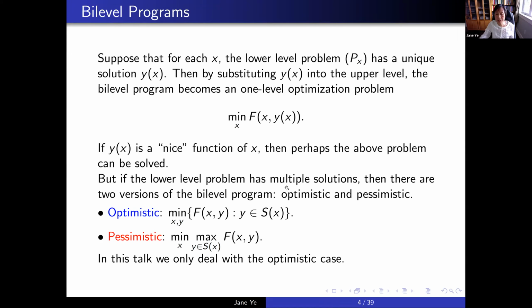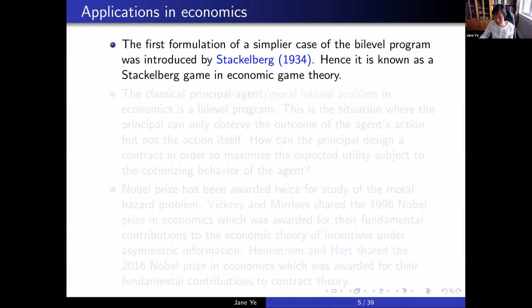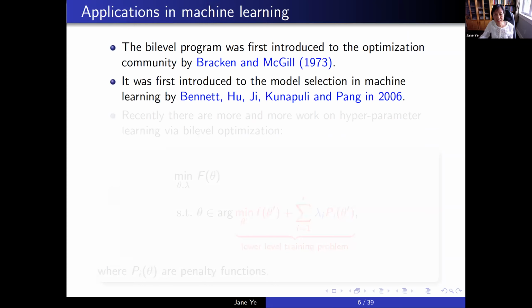And if the lower level has multiple solutions, then there are two versions of the bilevel program. One is optimistic, the other is pessimistic. The optimistic one is what we want to discuss. The pessimistic one takes the maximum, so it minimizes the worst error. In this talk we deal with the optimistic case. Oh yeah, so that's two pages. Skip the two pages.